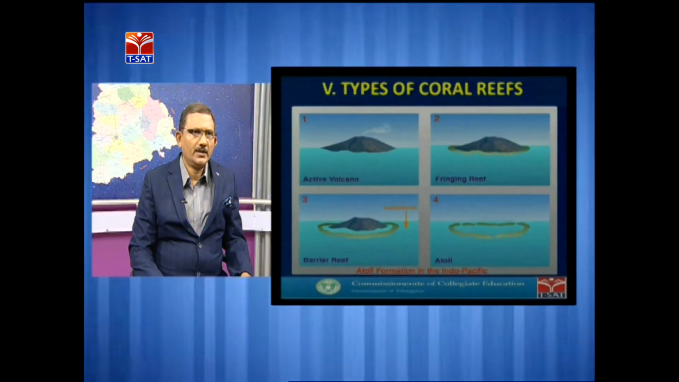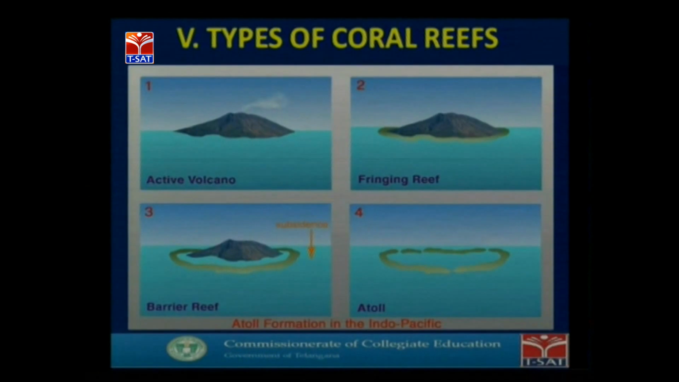And in this slide, we can see the three types of coral reefs. Here, the eruption of a volcano is the initial stage, which is followed by the coral reef formation. Here, the reef fringes. It is very close to the shore of the landmass or island.